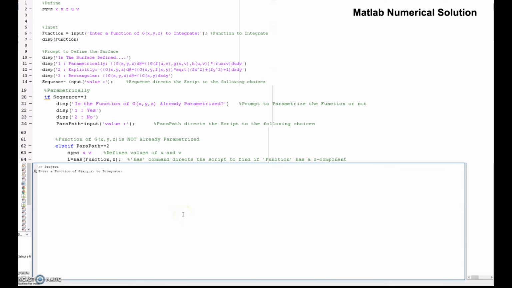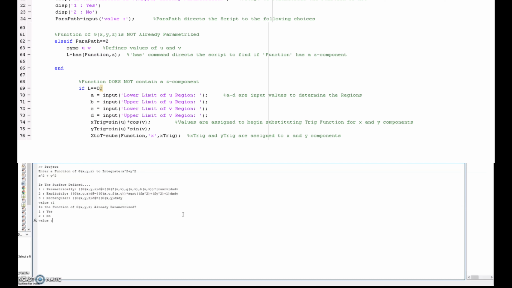Using Matlab to solve this problem, we'll look to integrate x squared plus y squared. We're then followed by another prompt asking us to define a surface parametrically, explicitly, or rectangular. We'll enter 1 for parametrically. We're then followed by another prompt asking if g of x, y, and z is already parametrized. We'll enter no. We're then asked to input the lower limit of the u region, upper limit of u region, the lower limit of v region, and the upper limit of v region.